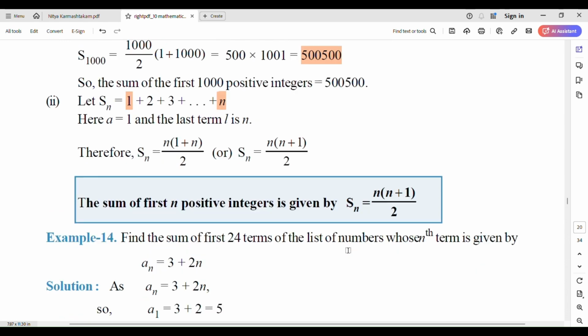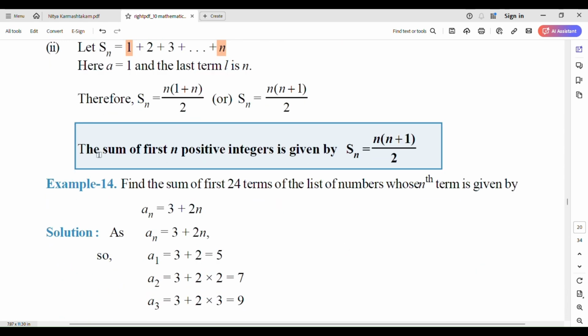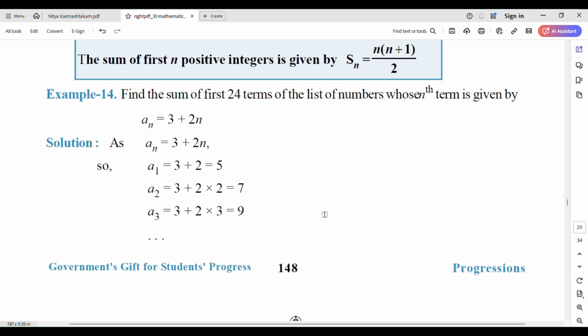Okay, so we have to remember this. This is one of the most used equations in maths from now onwards. Okay, let's go next. Some more examples we'll see before going into the exercise for arithmetic progression.